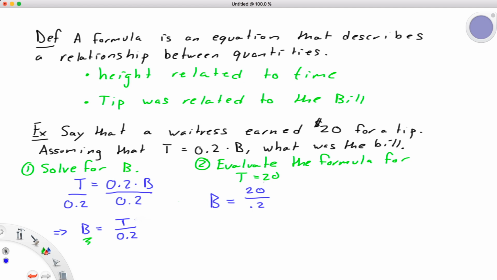Okay, and all that's left for us to do now is to do the actual division here. And so 20 divided by 0.2 is equal to 100. Okay, and so that means that the bill was $100. So therefore, that's what these three little dots represent. Therefore, the bill is $100. Right? And that's not so bad. There's all kinds of different ways that we can do this though. And this skill is going to be really, really important for a lot of what we do in an algebra class.